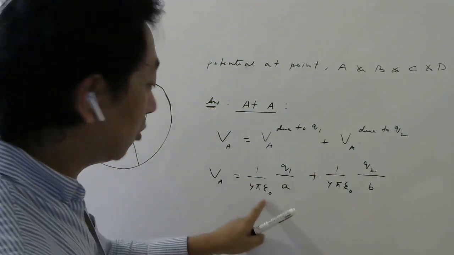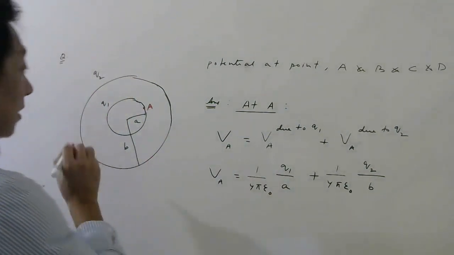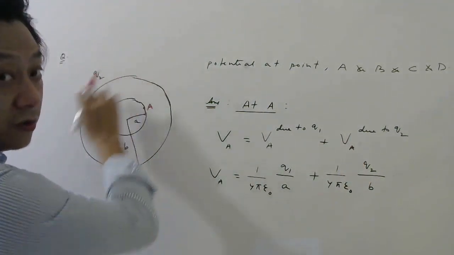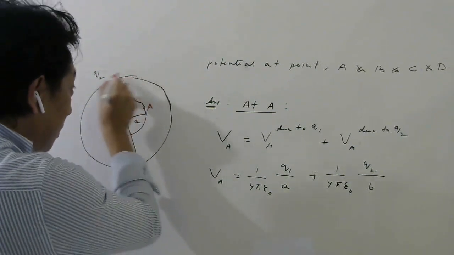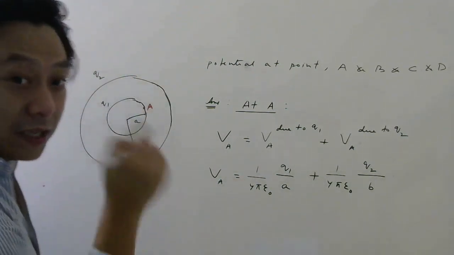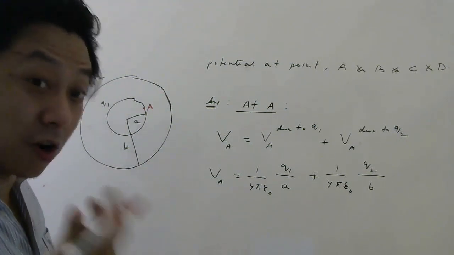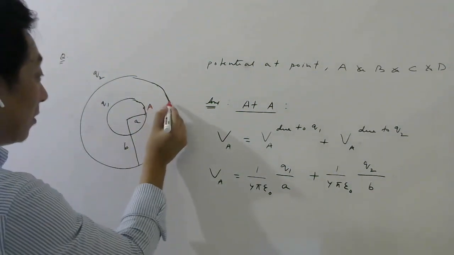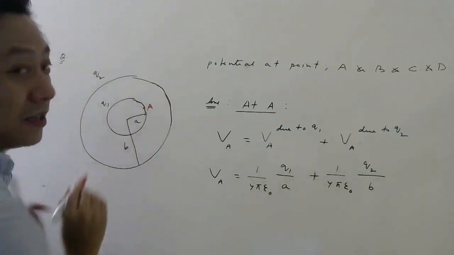So it will be 1 by 4 pi epsilon naught charge of this divided by radius. Then I want potential at A due to this charge also, because both the charges are present. Now for this charge, where is this point? Inside, right? And inside, what is the potential due to a shell? Constant. How much? It will be same as on its surface. So whatever is the potential on the surface of this shell, same will be inside the shell also.